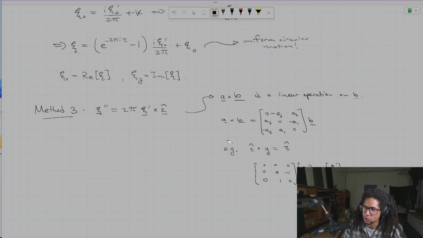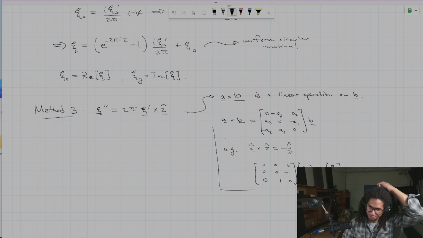And just to check that this works, if I stick in z hat here, then I will put a 1 down here. And now I still get a 0 for this first row. I get a minus 1 for this second row. And I get a 0 for the third row. So that is, in fact, minus y hat. Okay, all is well and good, and we can proceed.